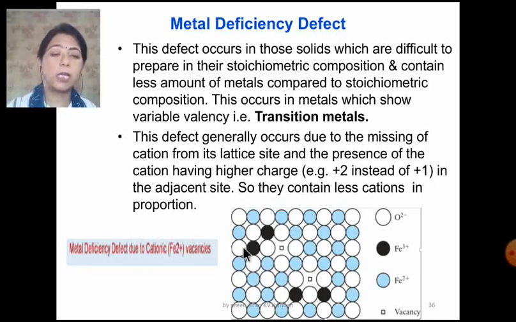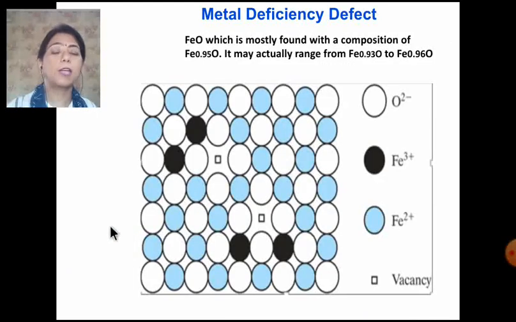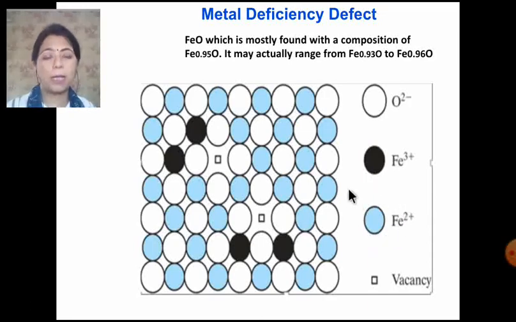I am taking this picture to the next slide to explain again what actually happens. Now just see, this is an FeO crystal. Now what happens actually? The Fe2+ ions, that means the ferrous ions, are missing, and that position is occupied by the ferric ions, Fe3+ ions, and thus the number of cations is less, but the charge is balanced.